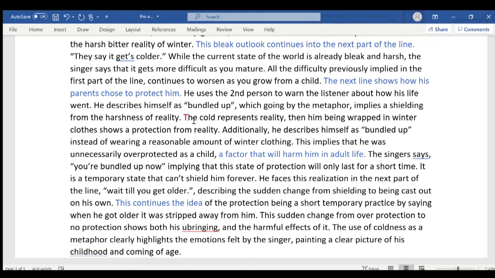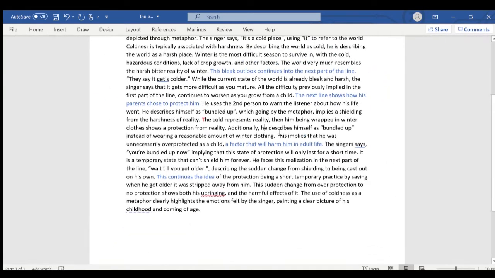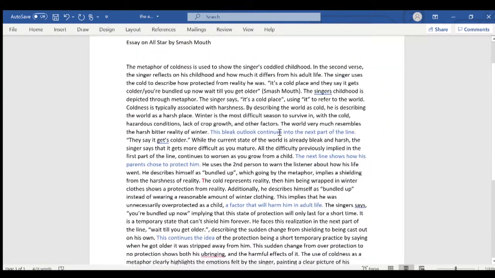Okay, yeah, ignore the red, it's fine. The cold represents reality. Seems much more confident, you know what you're doing. And that immediately cleans up and strengthens a lot of your analysis. So make sure you look out for this while writing.